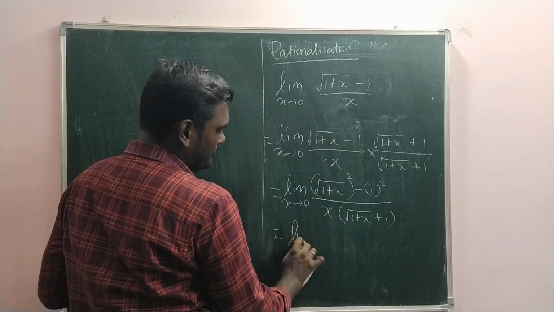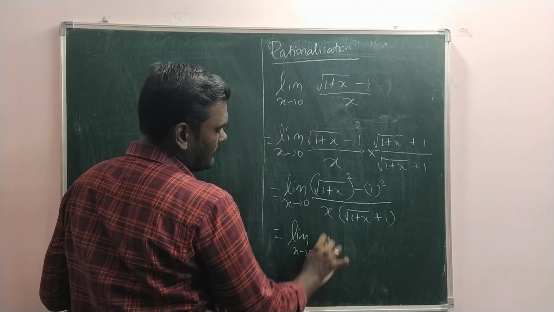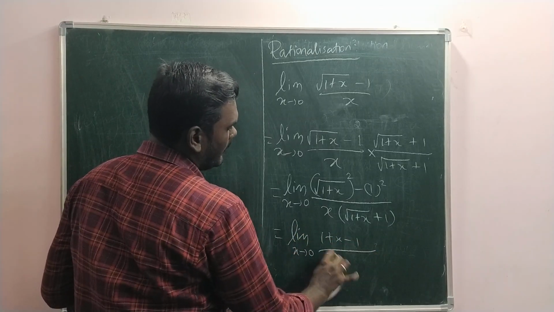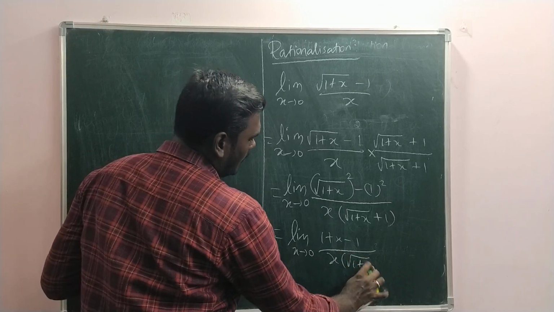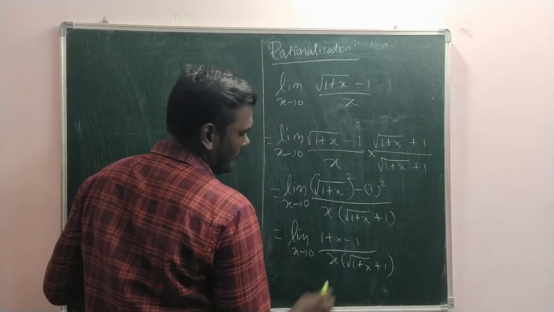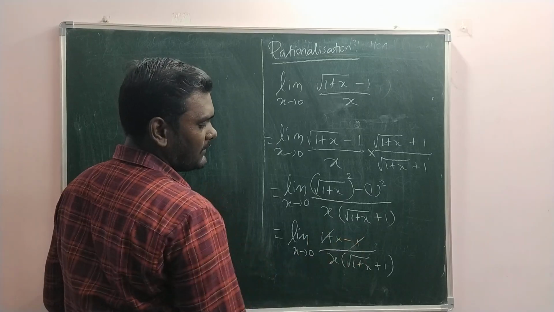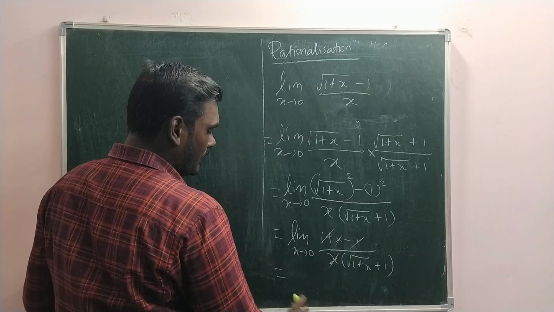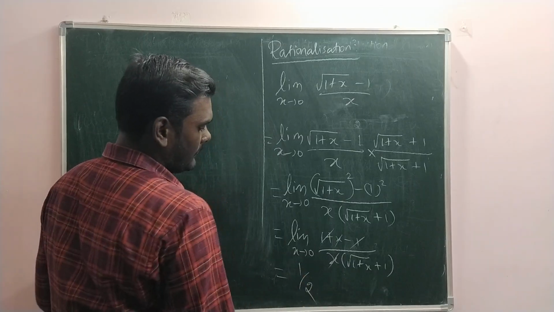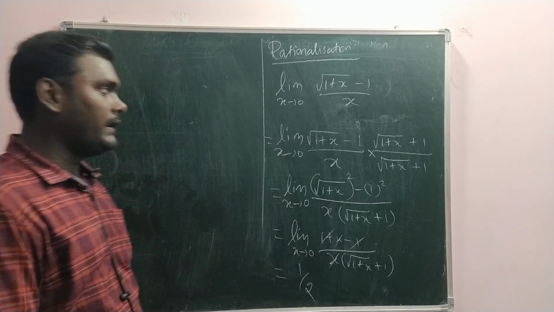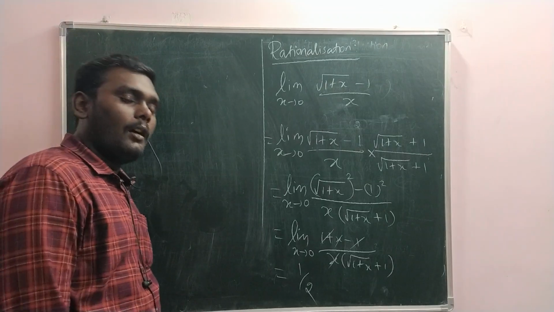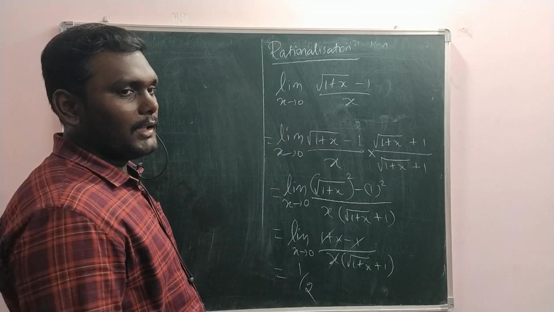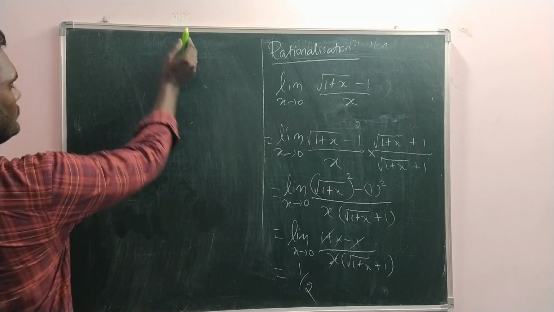Then square this. Limit x tends to 0 of 1 plus x minus 1 by x into root of 1 plus x plus 1. Then plus 1 minus 1 gets cancelled, remaining x. That x and this x get cancelled. If you apply limit x tends to 0, we will get 1 by 2 as the answer. That means 1 by root of 1 plus 1, 1 by 2 is the answer. Or there are some other ways also.